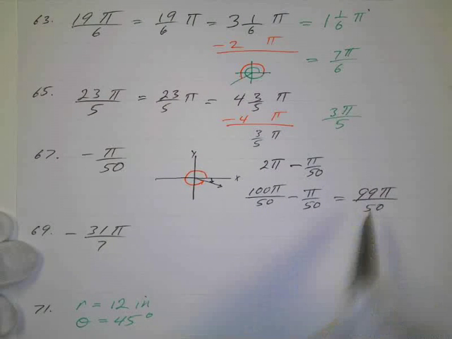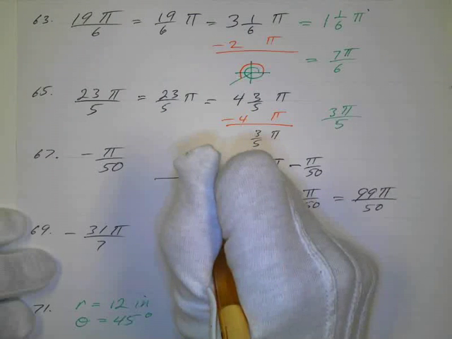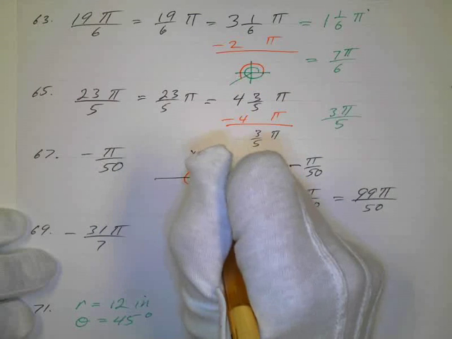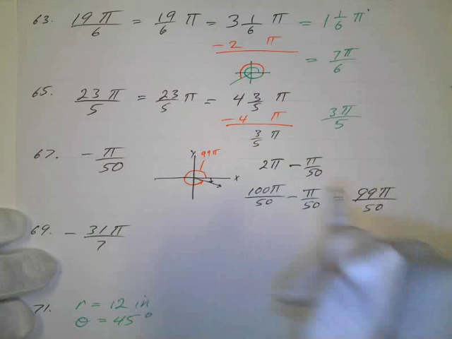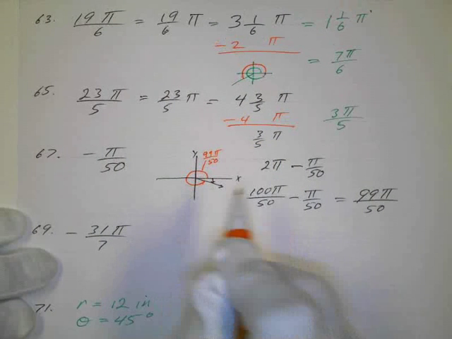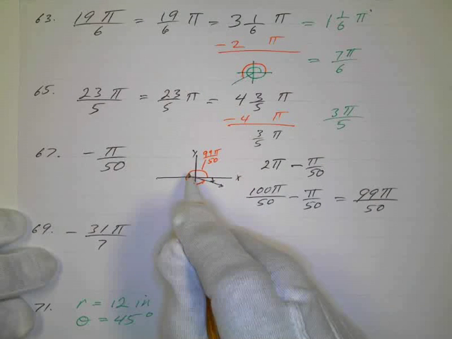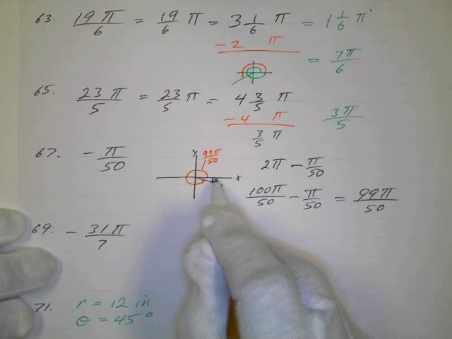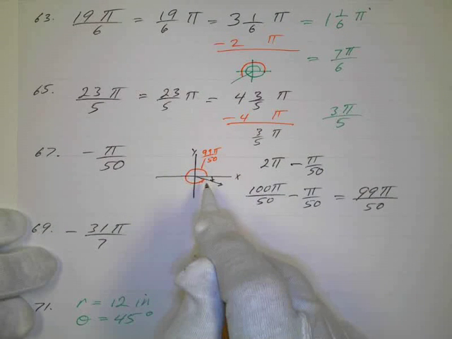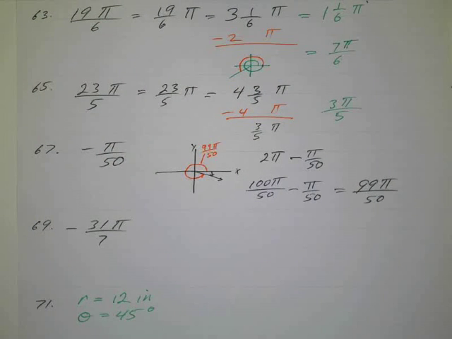Now that kind of makes sense, because if this is 99 pi over 50, this whole red angle is going to end up being, this is the 99 pi over 50, pardon me, and this is just the pi over 50. So if I add the 99 pi over 50 to the pi over 50, I get 100 pi over 50, which is 2 pi. Okay?